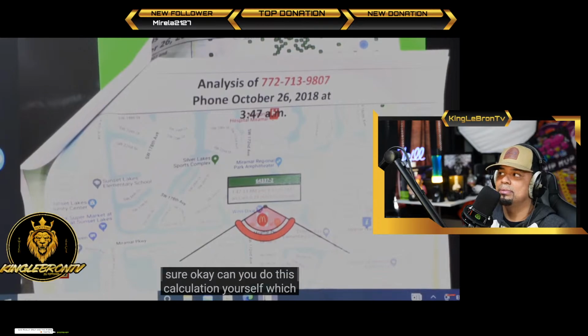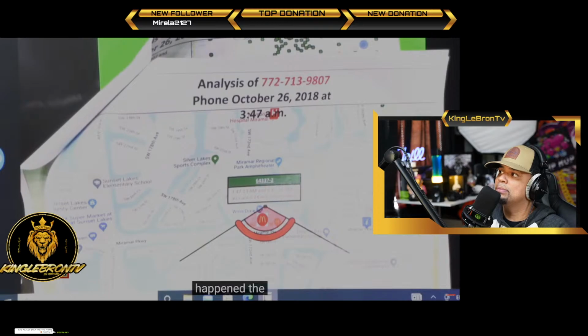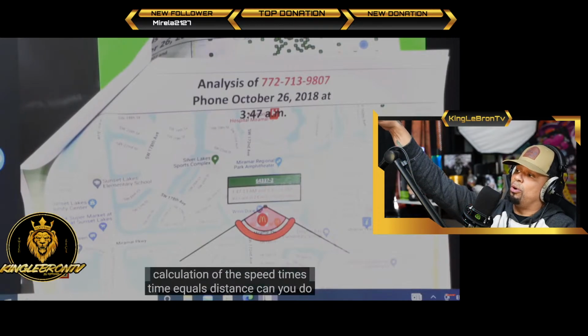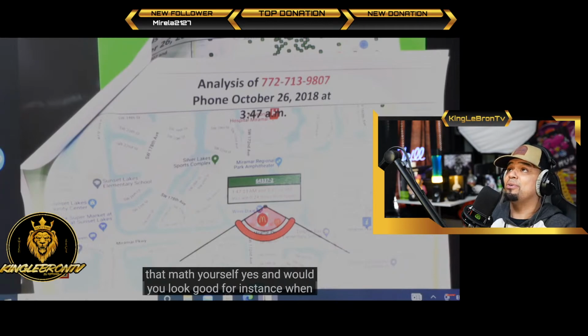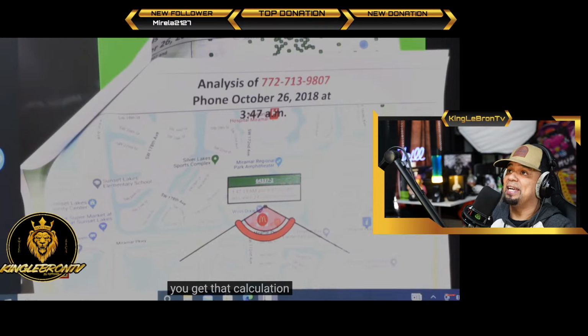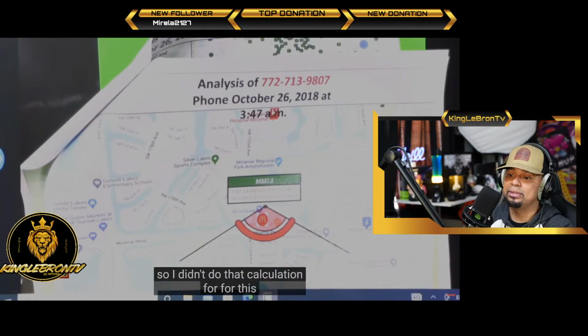Okay. Can you do this calculation yourself? The calculation of the speed times time equals distance. Can you do that math on your own? Yes. Would that include timestamps when you did that calculation? And that's why I'm trying to figure out what calculation they got going on for this report. I used the distance that was in the engineering records that T-Mobile produced.